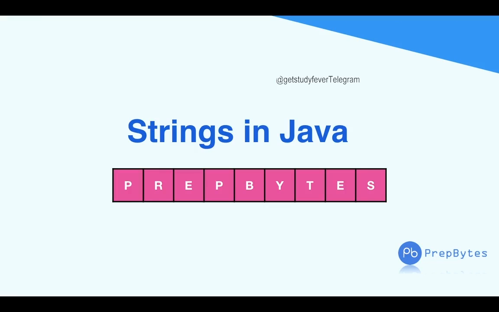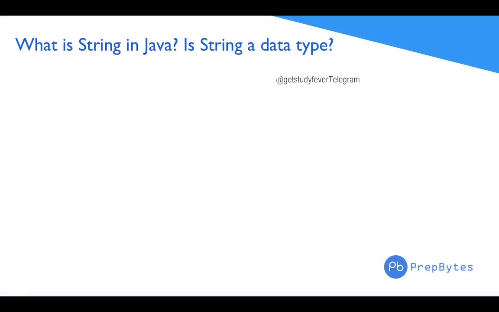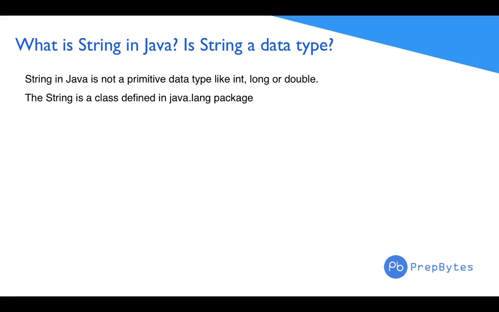So let's proceed further. The very first question is, what is a string in Java? Is string a data type? The answer to this is, string in Java is not a primitive data type like int, long or double. The string is a class defined in the java.lang package. So if string is a class, let's see how we can use it.